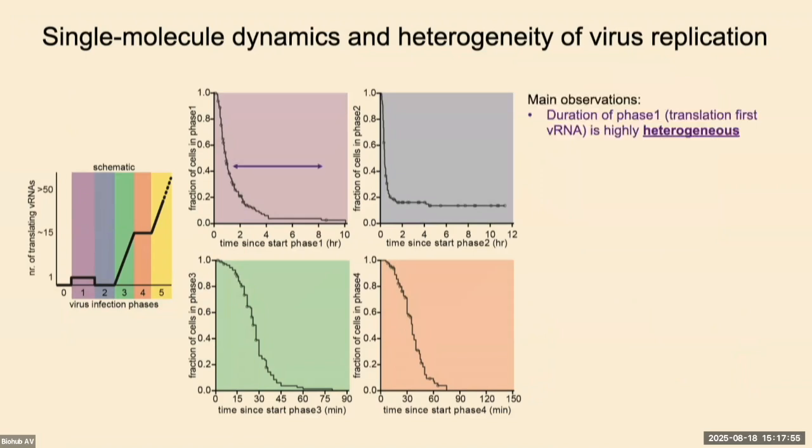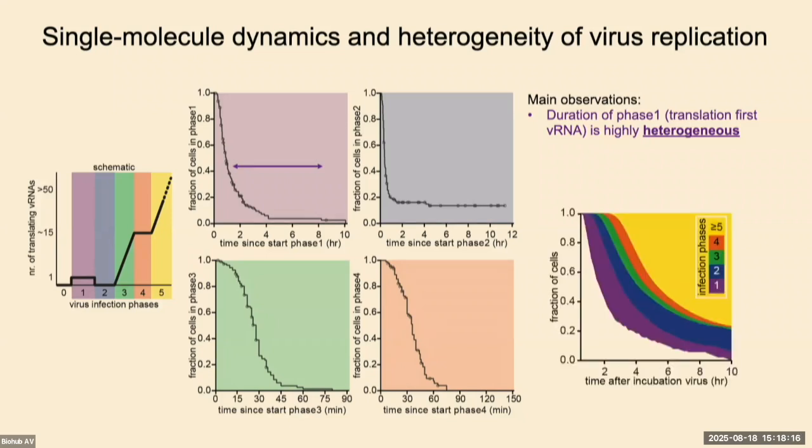So for example, phase 1, translation of the first RNA, has this very long tail to the right side. In most infected cells, phase 1 is completed within 2 hours. However, there's this small fraction of cells in which it takes 4, 6, 8, or even 10 hours to complete the first translation. And as a consequence of that, if we look at the assembly of all cells infected in a single experiment, and we look at any given time point, we will find cells in each of the individual phases, completely asynchronous.